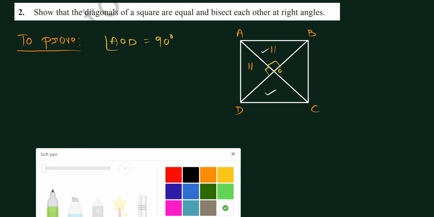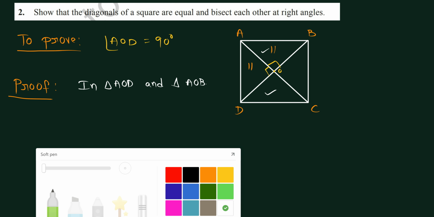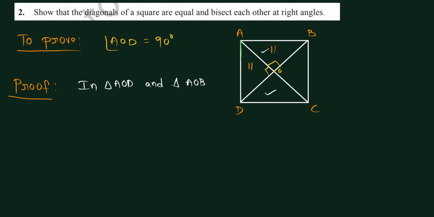Write down the proof. In triangle AOD and triangle AOB. This is the triangle AOD, and another triangle is AOB. Adjacent triangles are selected.